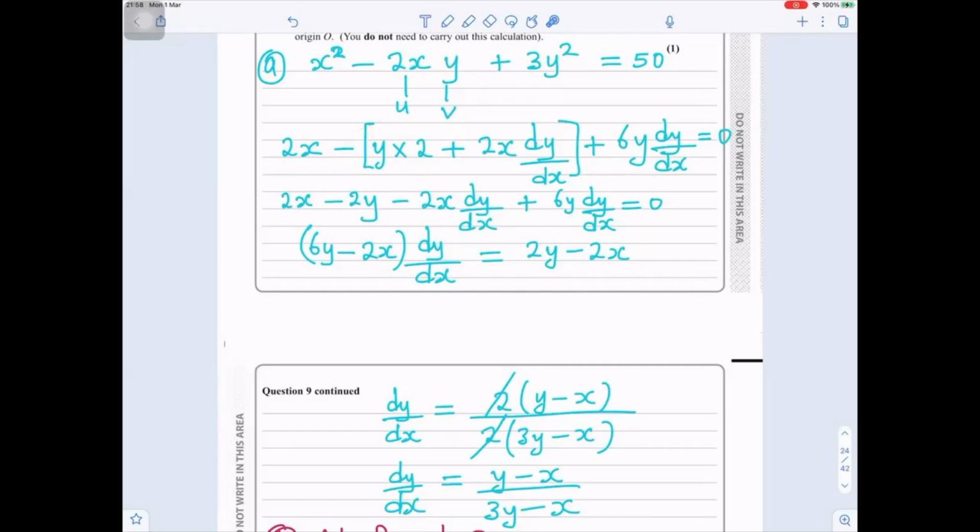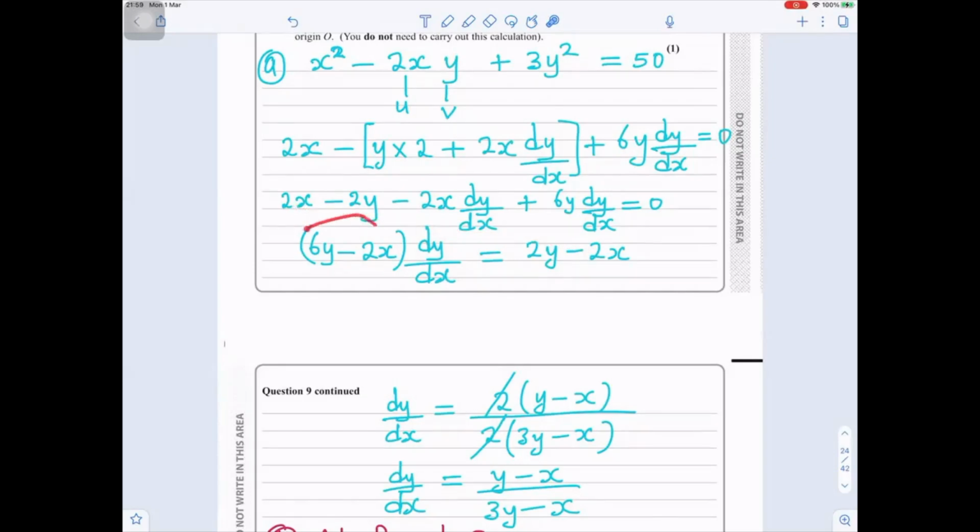And then you want to put the dy over dx together. So the 6y dy over dx, so dy over dx is common. It can come out of the bracket. And then the 6y minus 2x. And then you take minus 2y to the right, it becomes plus 2y. And you take 2x, it becomes minus 2x.